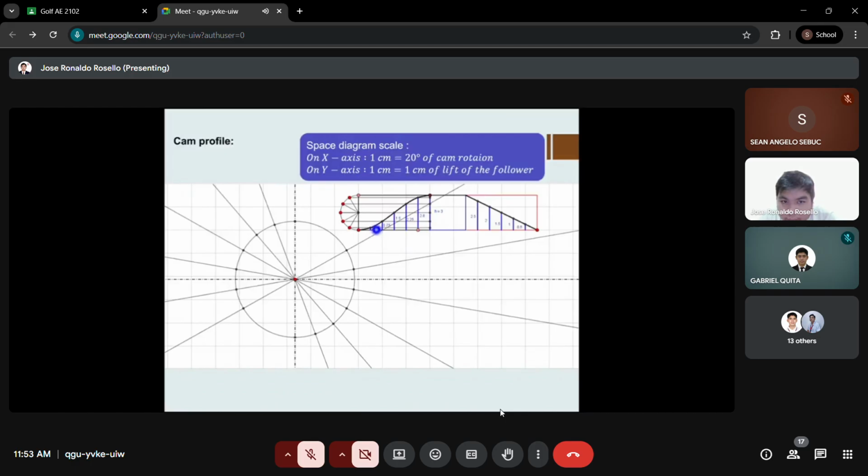Now, as you can see over here, these are the distances which we have measured, correct? 0.75, 1.5, 0.25. Those we are transferring over here on these lines. And then we are drawing a smooth curve passing through these particular points. So this is for the outstroke. Then there is a dwell period.